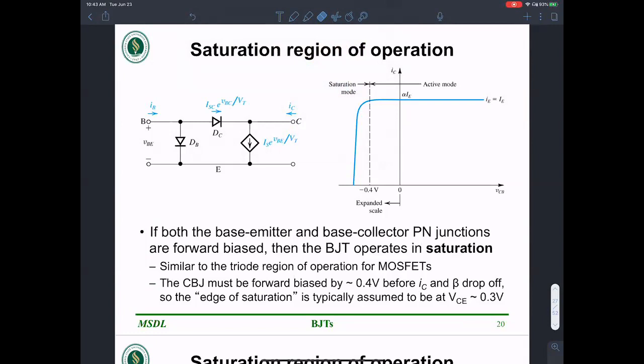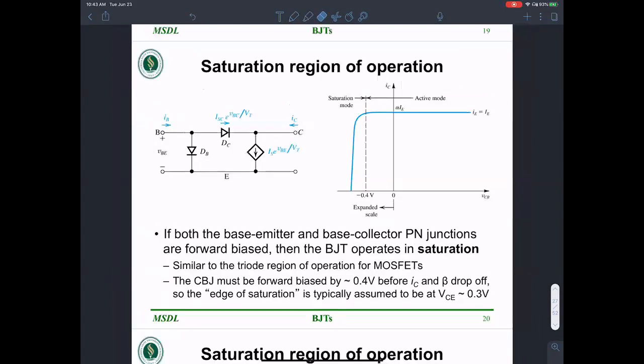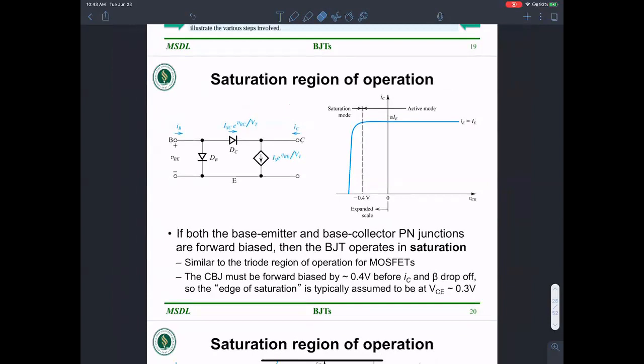In the saturation region of operation, both the diodes are forward biased. Therefore, you see a diode between the base and collector. This is the collector base junction diode. Corresponding to that, there is an exponential on VBC. If both the emitter base and base collector junctions are forward biased, then the BJT operates in the saturation region, similar to the triode region of operation for MOSFETs.